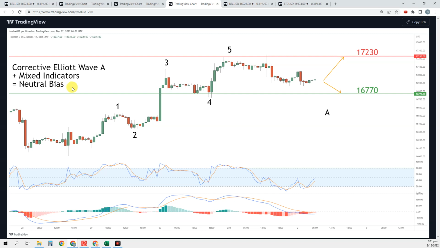Okay, so now that we have formed a directional bias, it's going sideways. So which levels are going to be relevant to ultimately see an uptrend or a downtrend? These two levels I have identified: resistance at 17,230 and support at 16,770. Okay, we will go and see why these two levels are important, and at the same time we will explore what is likely to happen if price breaks above and below.